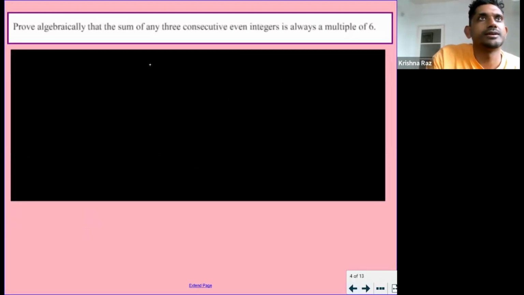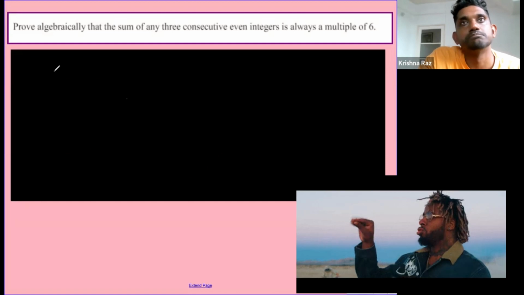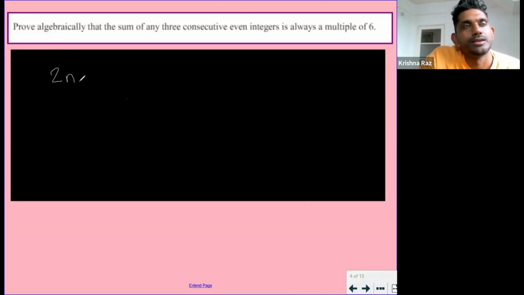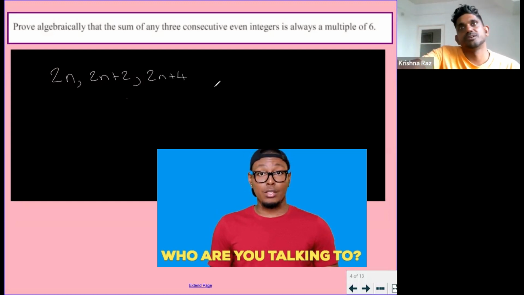Prove algebraically that the sum of 3 consecutive even integers is always a multiple of 6. So what must our first even number be? Yes, 2n, or x, m, p, q, whatever letter you want to use. I'm going to go with n for this one. So if 2n plus 1 is odd, what would the next even number be? That's right, 2n plus 2. And the next even one after that? That's it, 2n plus 4. If they're consecutive, that means they're one after the other.